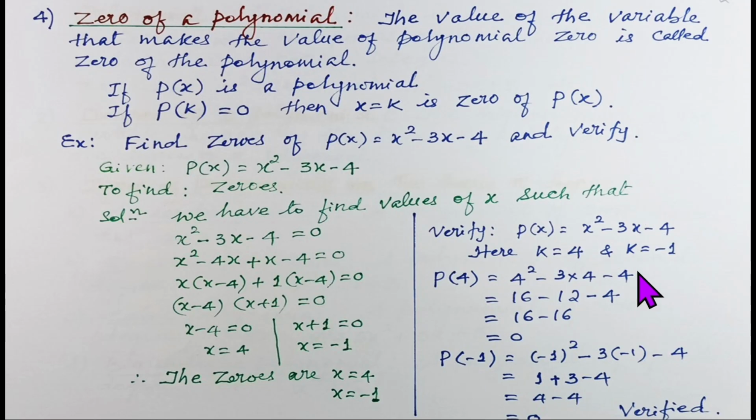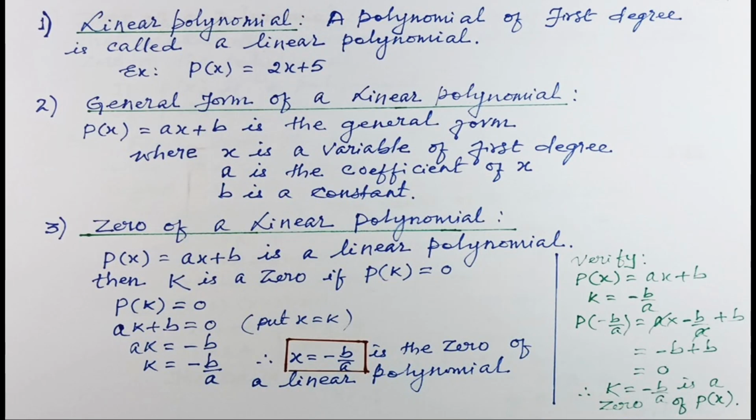Same way, for k is equal to minus 1, p of minus 1 is equal to, wherever x is there, put minus 1. So minus 1 square minus 3 of minus 1 minus 4, that means 1 plus 3 minus 4, again it is 0. So when k is minus 1, that is p(k) is equal to 0, therefore p(x) is the polynomial of which minus 1 is a zero. Therefore we have verified that 4 and minus 1 are the zeros of the given polynomial.